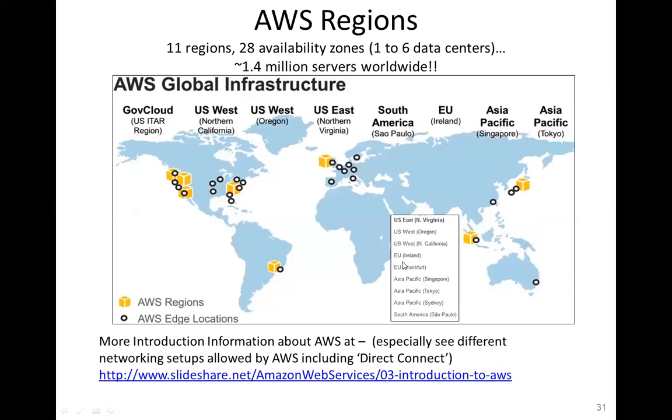Next is AWS regions. We have discussed this slide earlier. The 11 regions, 28 availability zones, 1 to 6 data centers, and nearly 1.4 million servers worldwide. And the global infrastructure is shown here. This picture represents the regions as well as edge locations.